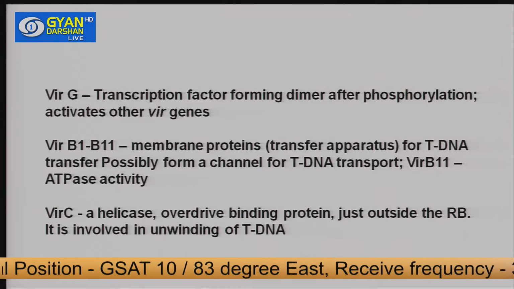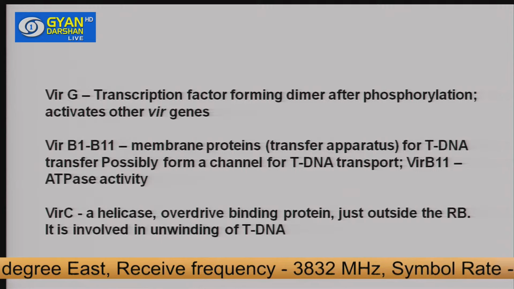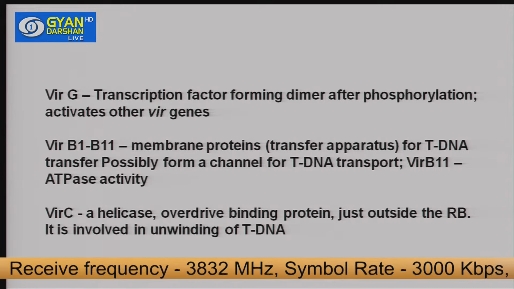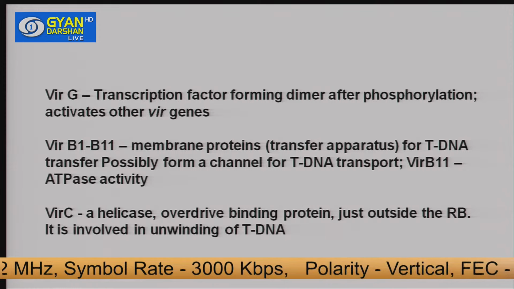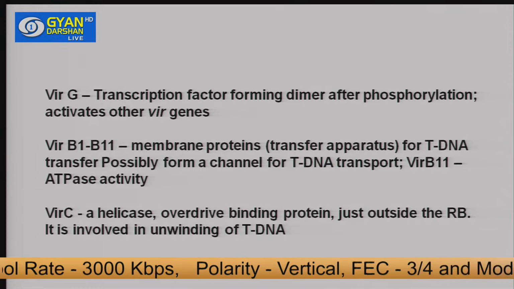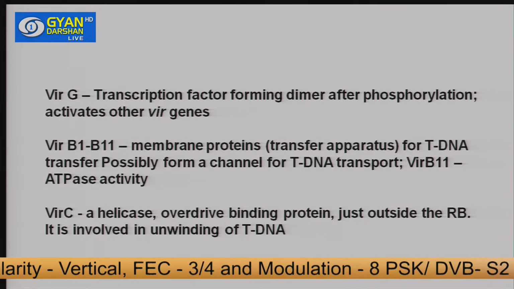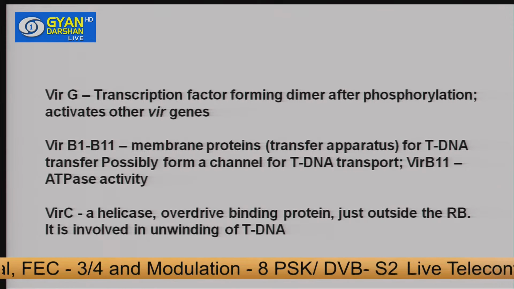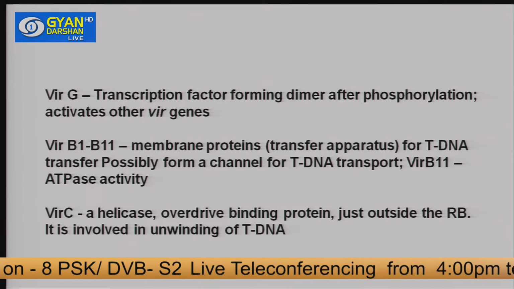Now, VIR B1 to B11 are membrane proteins which help in the transfer process by acting as the transfer apparatus for the tDNA transfer process, and they form a channel for the tDNA transport. VIR B11 has ATPase activity, because a successful transfer process needs energy, and that energy comes from ATP hydrolysis.